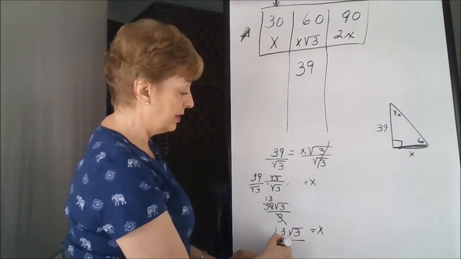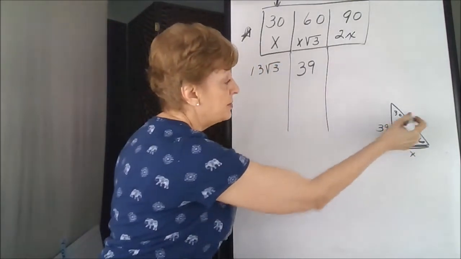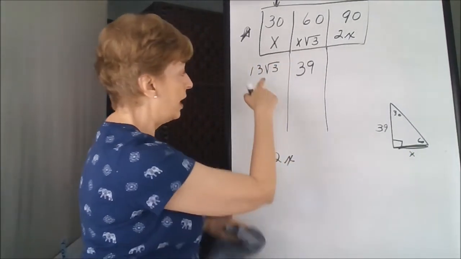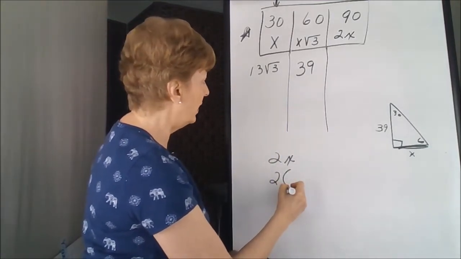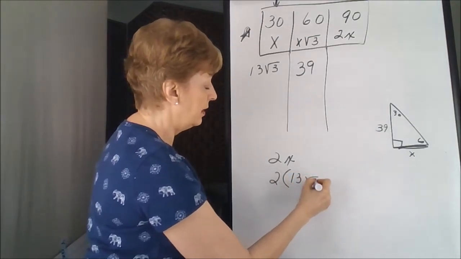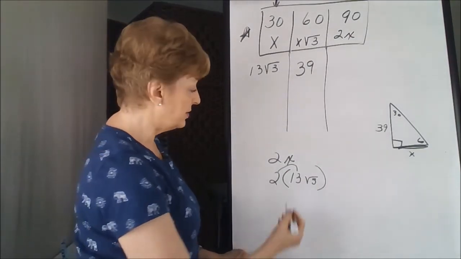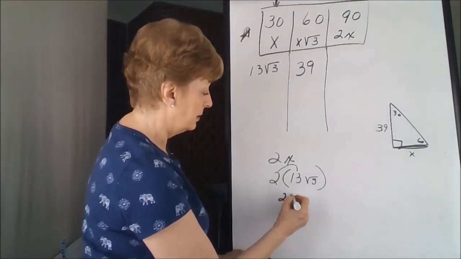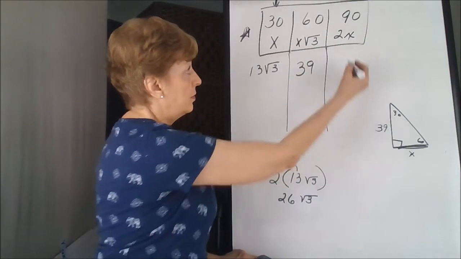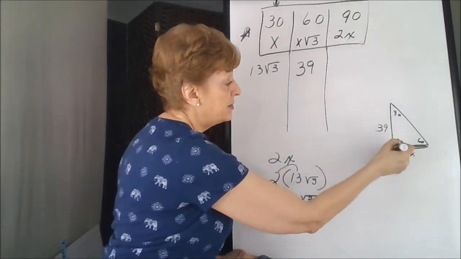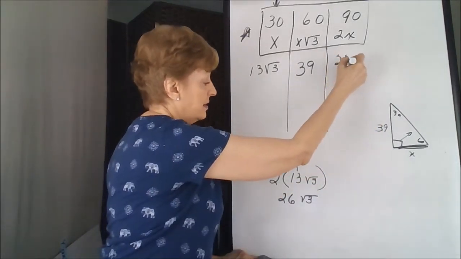Let's take this value up to our x. 13 radical 3. The hypotenuse is 2x. Well, we already know what our x term is now, so we can plug that into it. 2 times the quantity, 13 radical 3. 2 times 13 are the whole numbers, so we can multiply those together, and we get 26. The radical is by itself, so it's just copied down. The hypotenuse, which is across from this 90-degree angle, measures 26 radical 3.